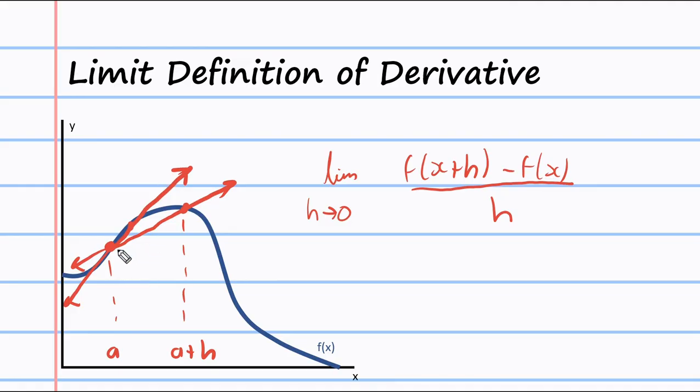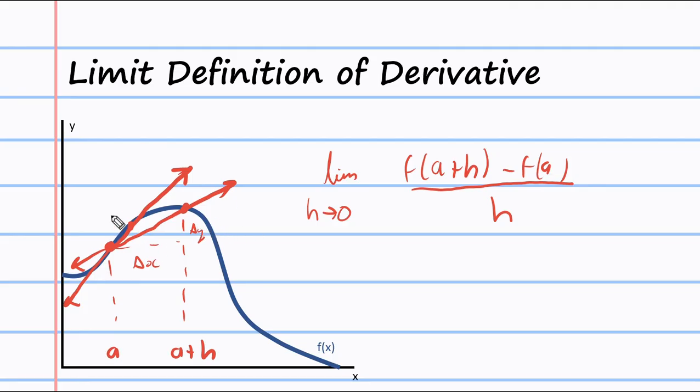So, remember, this is... Oh, I'm so sorry. This is not f of x. It's supposed to be f of a. Okay? So, remember, this is a plus h, right? And we want to evaluate the delta y, which is the change in y, versus the change in x. Okay, so the change in y is f of a plus h minus f of a, and then delta x you see is just h.